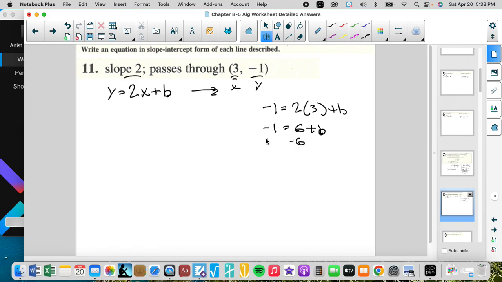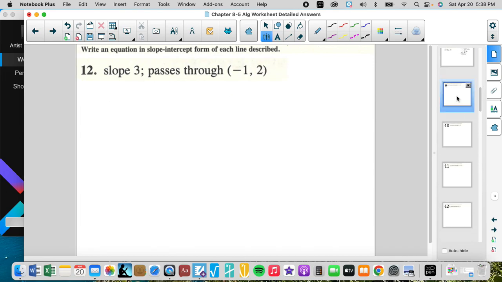I'm going to subtract and isolate b. And then I'm going to write my final equation here, 2x minus 7. So that's my answer. That's why I'm just showing the steps of what I can fill in, knowing that I have to fill in for the slope and the y-intercept.